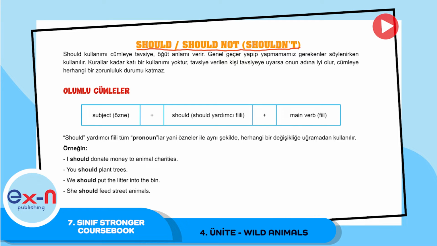Today we are using should or should not, which you can say as shouldn't. To make a sentence, like most English sentences, you need a subject. In a positive sentence, you use should, and after should you can use the main verb. Let's look at some examples.